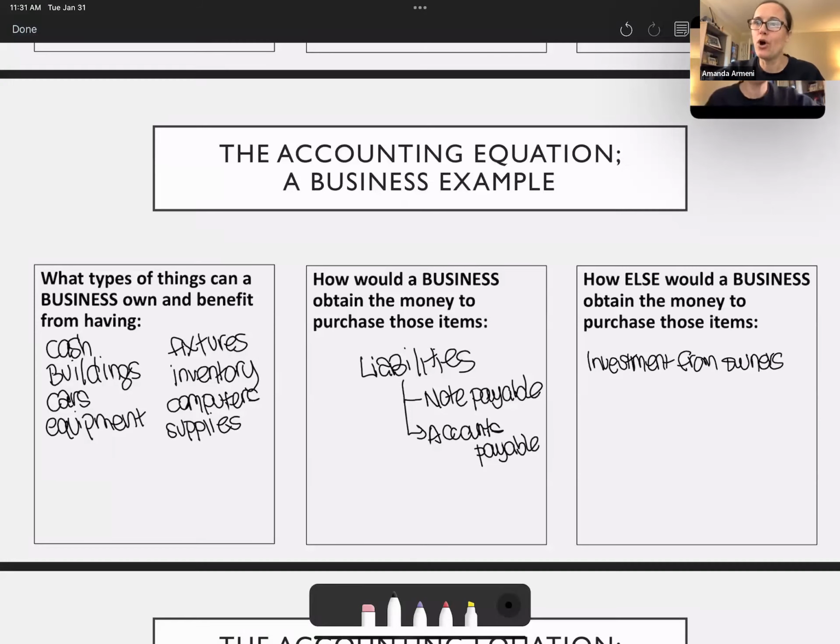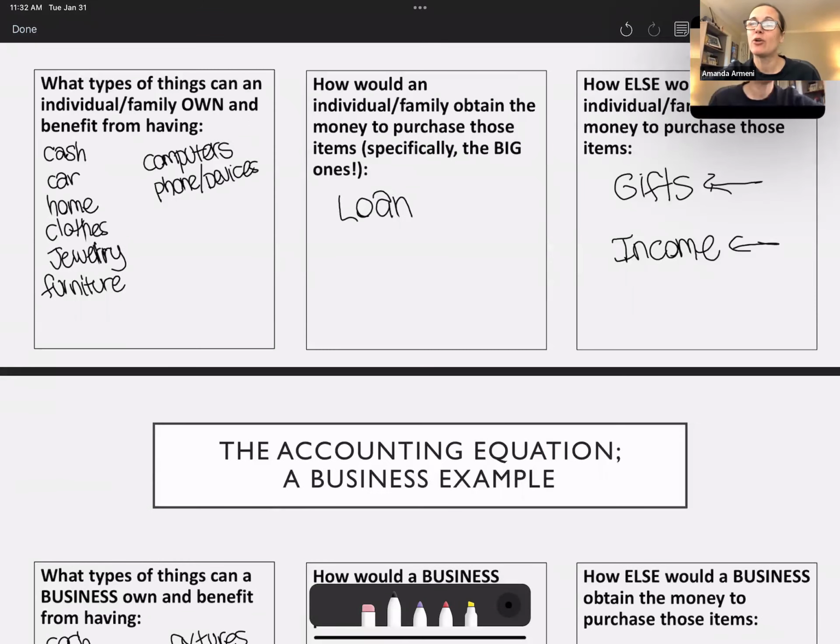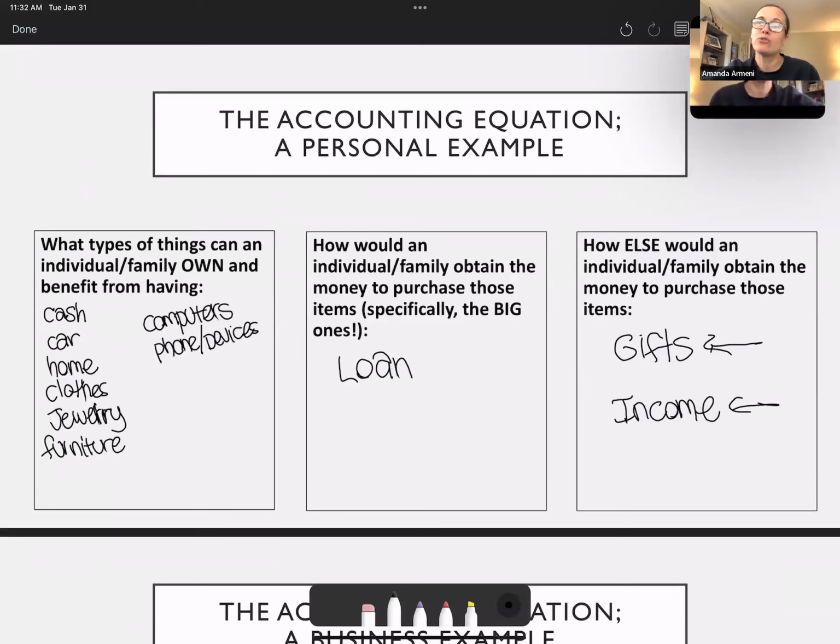So anytime those owners provide investment funds to the business, then the business can use those funds to purchase any of the items that are in the first box. So instead of calling it a gift, like we did with the personal example, we're going to say investment from owners. That's a way that a business can receive funding, receive money that they can then go and buy those items.